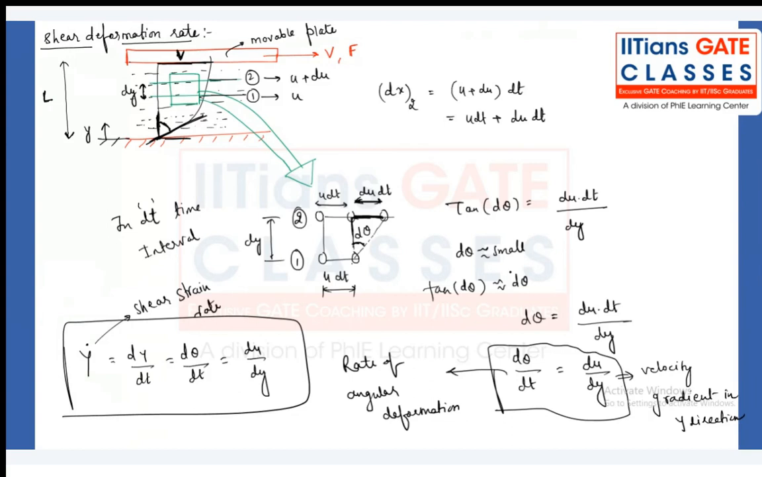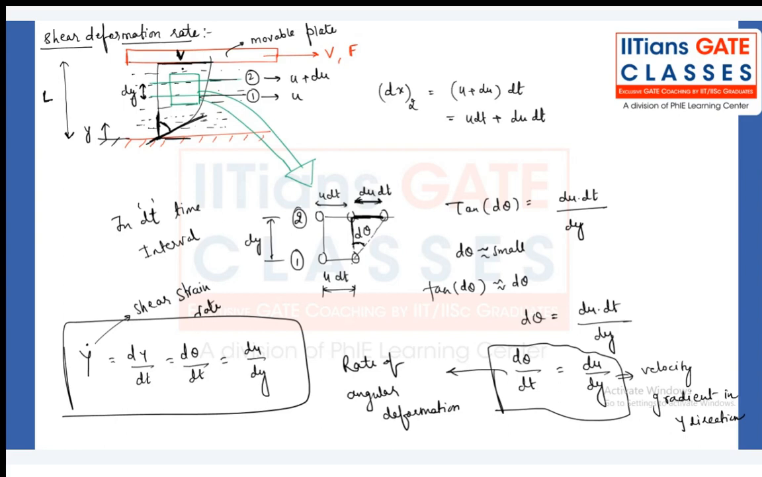Let us suppose the velocity profile that we are getting in between the two plates is some parabolic velocity profile. It can be a linear velocity profile also, but we can have any kind of velocity profile. Let us suppose I am taking the parabolic velocity profile, and I am taking the two fluid layers, which are marked as fluid layer 1 and fluid layer 2. The gap between the fluid layers is dy.